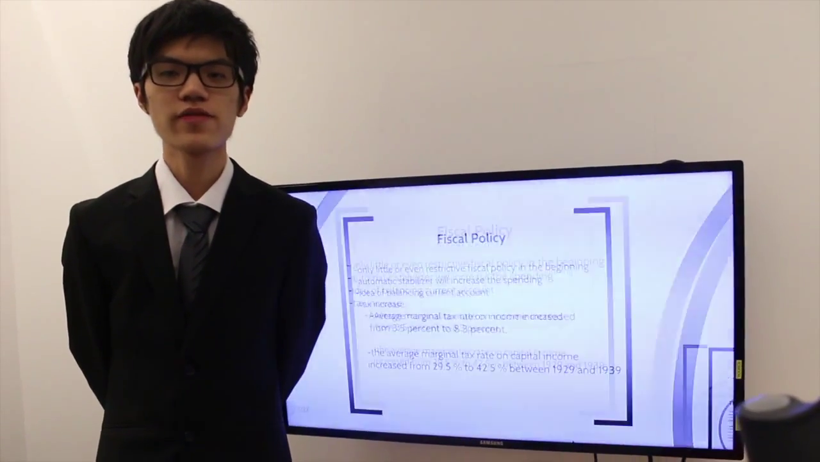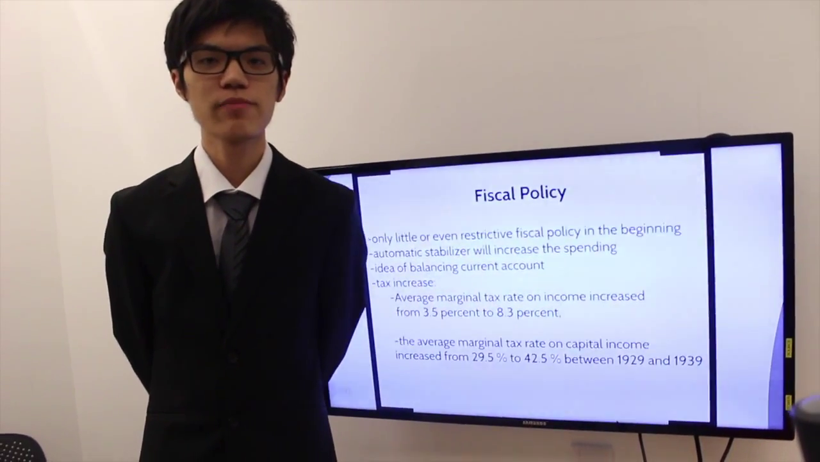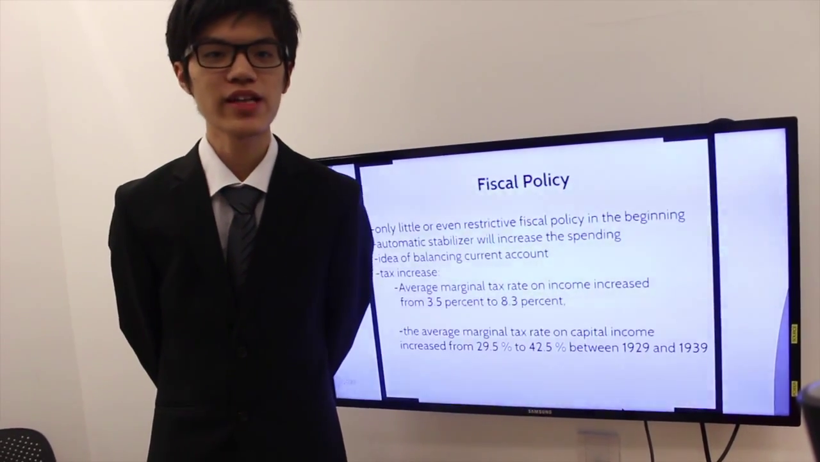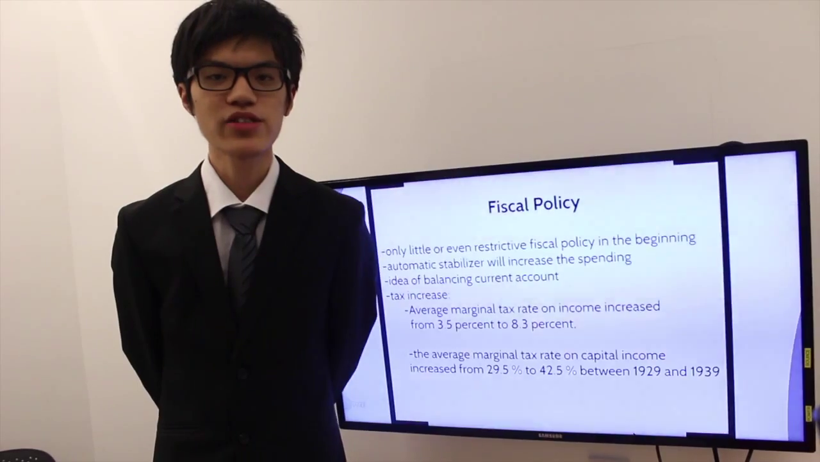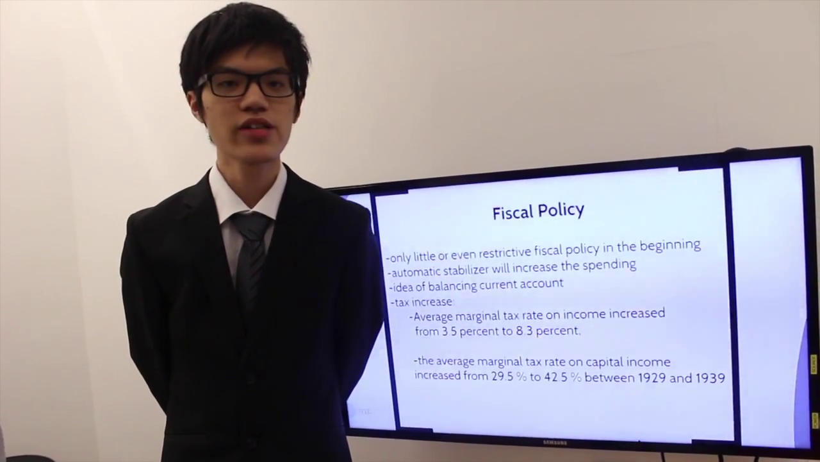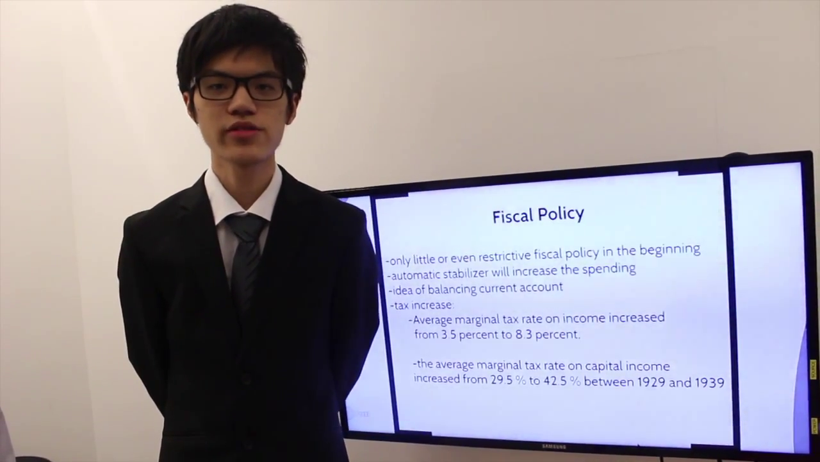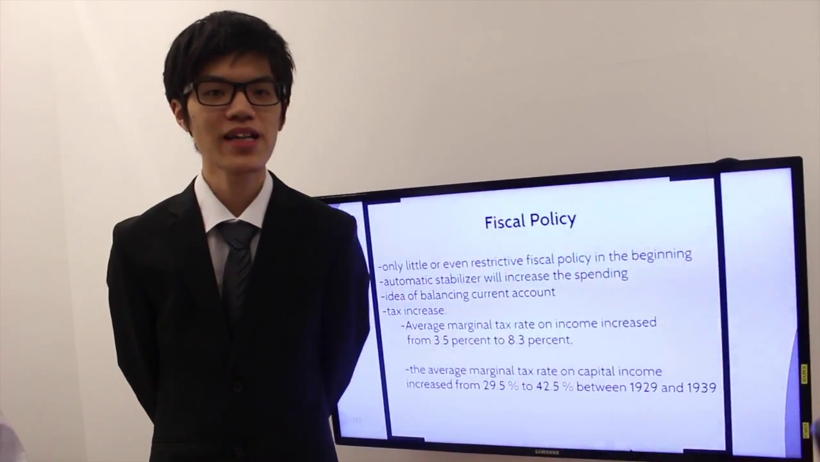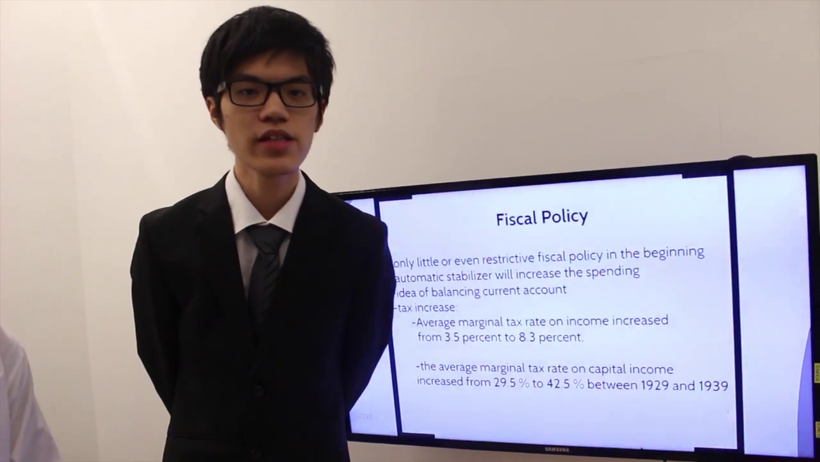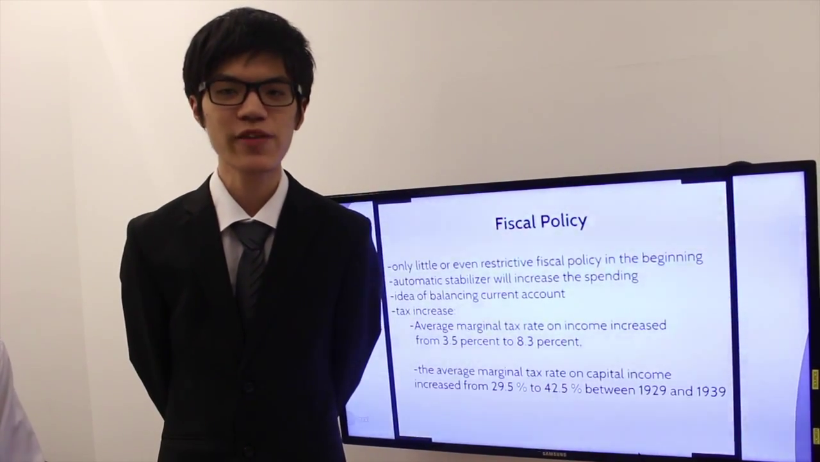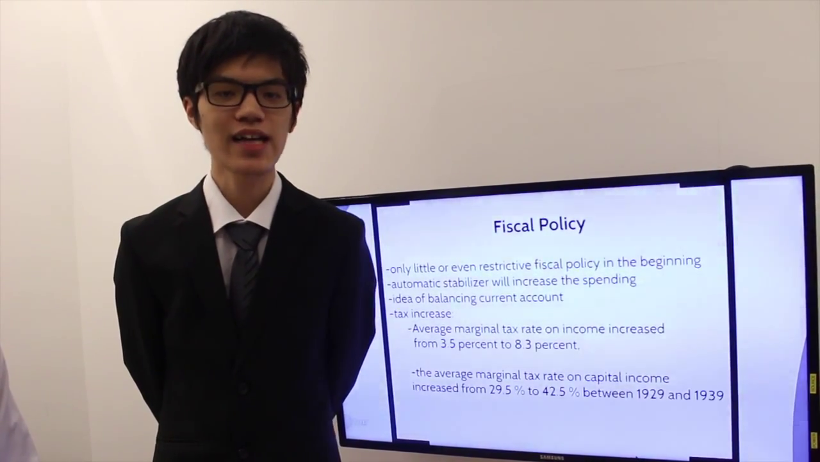During the first few years of the Great Depression, the US government implemented little fiscal policy. In the credit crisis, however, expansionary fiscal policy was used. In the Great Depression, the automatic stabilizer increased US government spending during the recession with the idea of balancing the current account. In the beginning of the crisis, the government even wanted to implement some restrictive policies. For example, there was a tax increase.